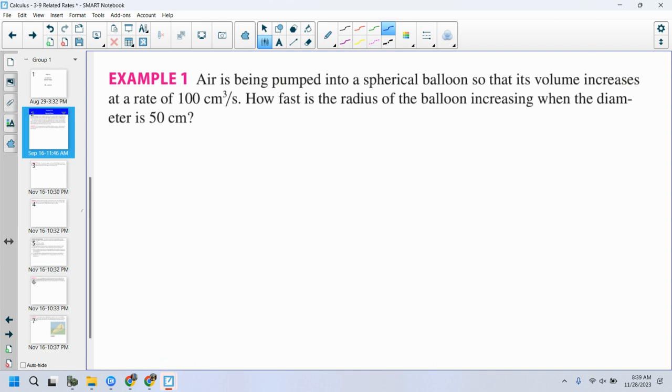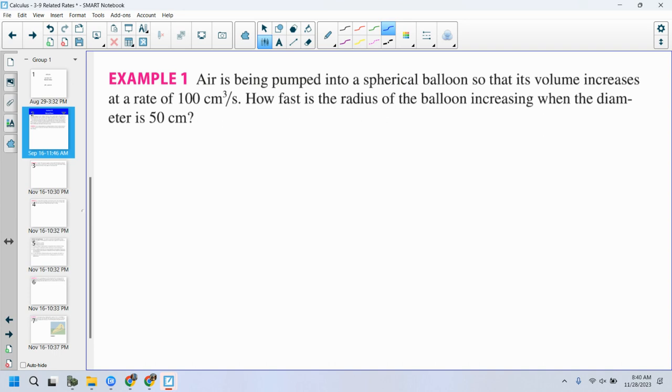How fast is the radius of the balloon increasing when the diameter is 50 centimeters? Notice how I give you a moment. I ask how fast the radius of the balloon is changing. So that's a rate of change, right? How fast is the radius changing when the diameter is at 50 centimeters? Instantaneously, the diameter being 50 centimeters.